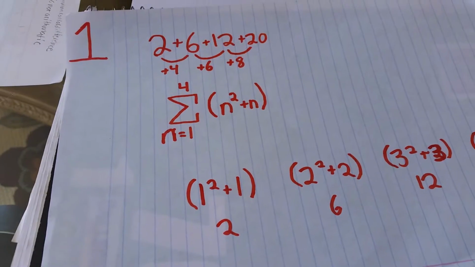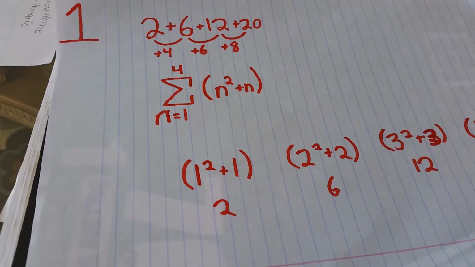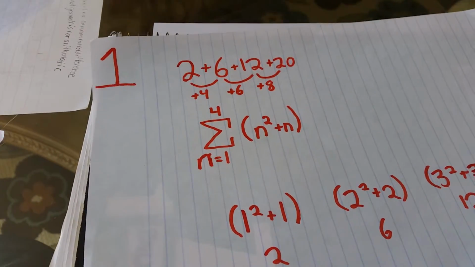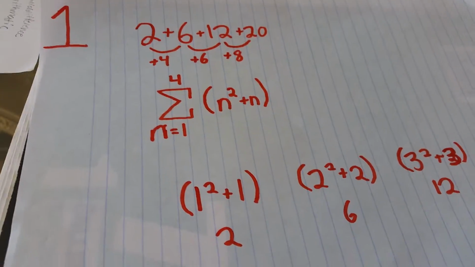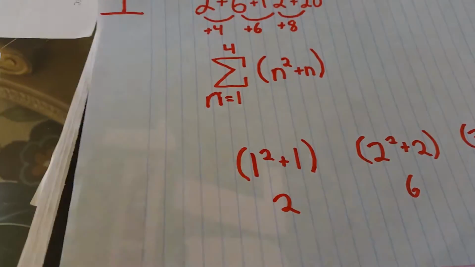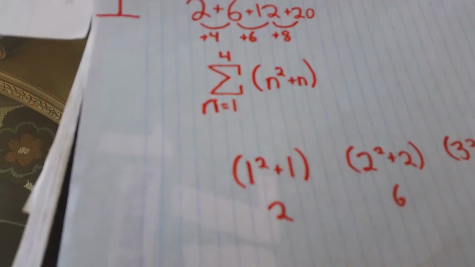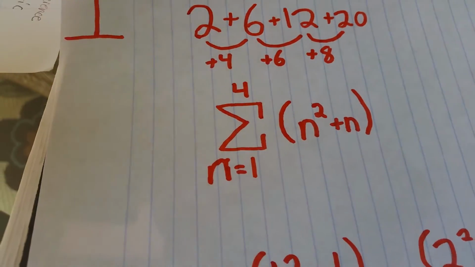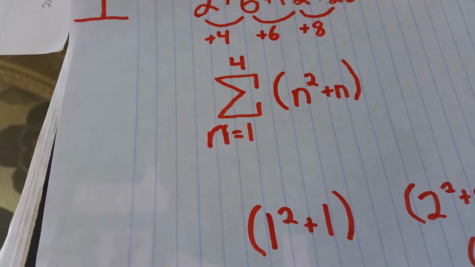So I chose number 1 to explain summation notation. 2 plus 6 plus 12 plus 20. There's no common difference in this one because this was before we learned the other stuff. So it's 4 at the top of the sigma and then n equals 1 at the bottom.